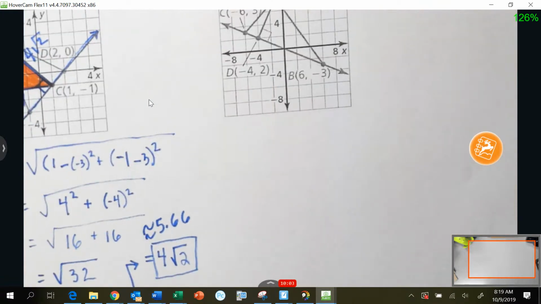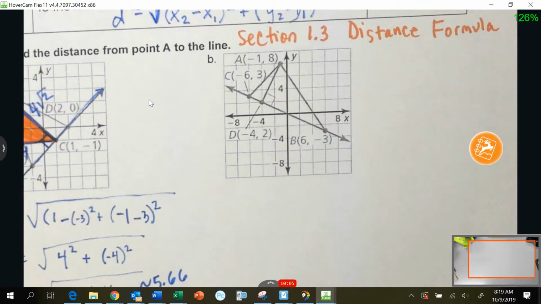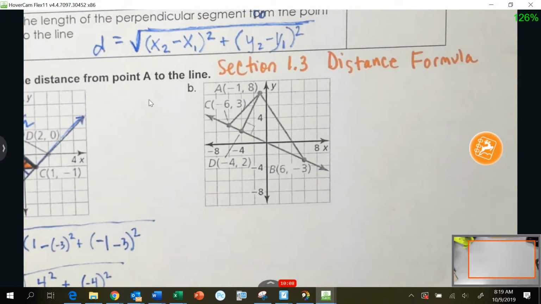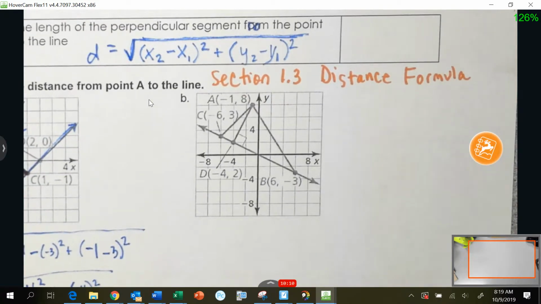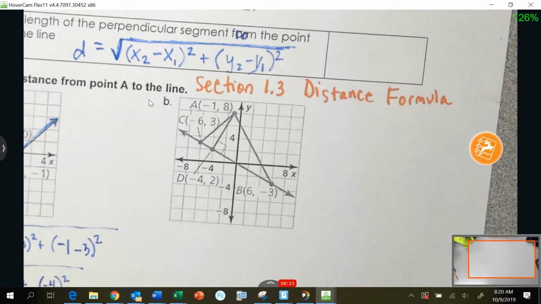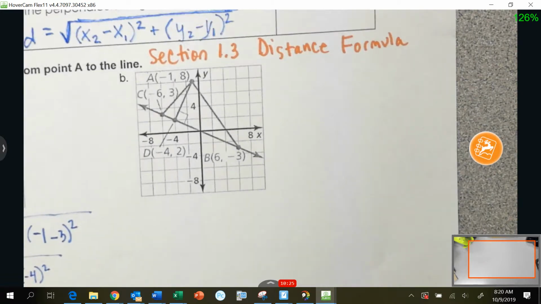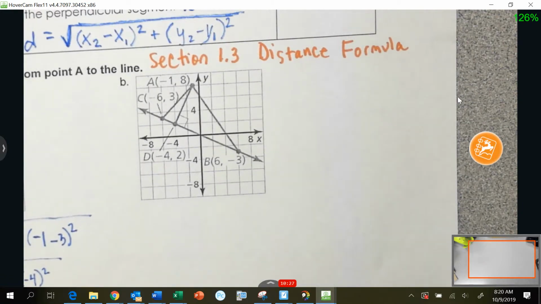Okay, let's look at example B. I want you to decide which segment you're going to find the length of first. Figure out which segment you're going to find the length of. Jay, which segment do you think we should find the length of?